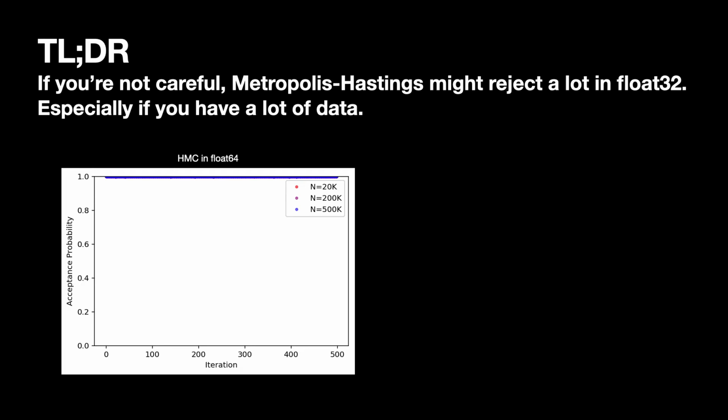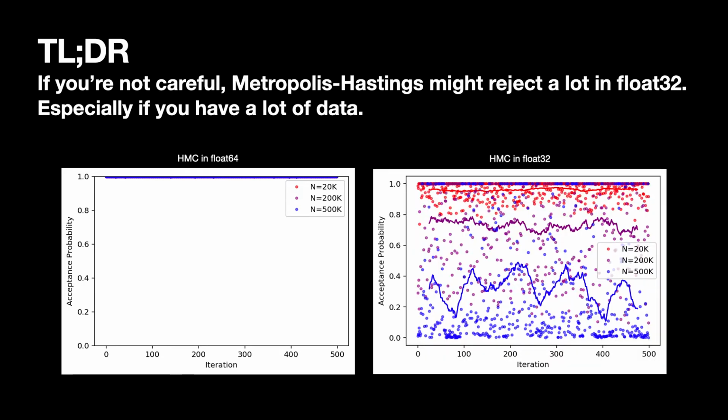So to illustrate this, on the left, this is the acceptance probability of a Hamiltonian Monte Carlo Metropolis-Hastings algorithm on some synthetic linear regression problems with different amounts of data as a function of iteration number. And you can see the acceptance probability is essentially 1 if we do it in float 64. If we drop down to float 32, the situation becomes much worse, especially as the size of the data set increases. So I'll spend the rest of the time trying to give you some intuitions for why this happens and what we can do about it.